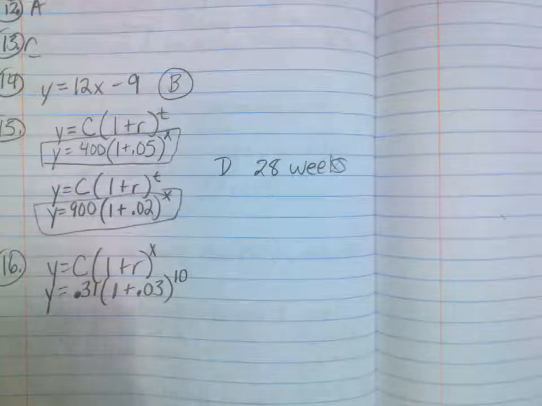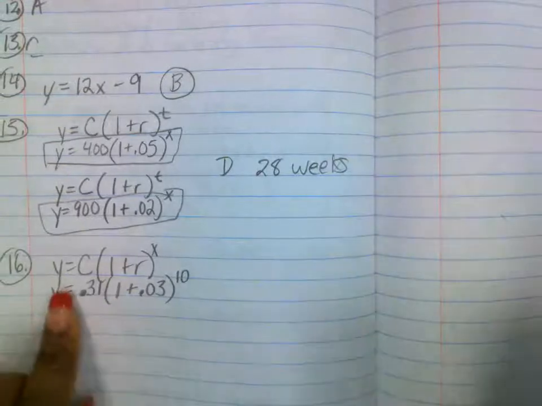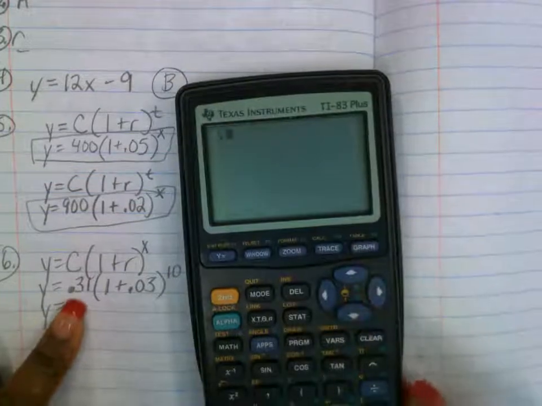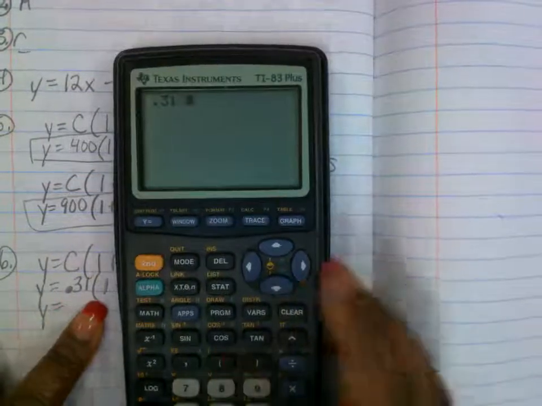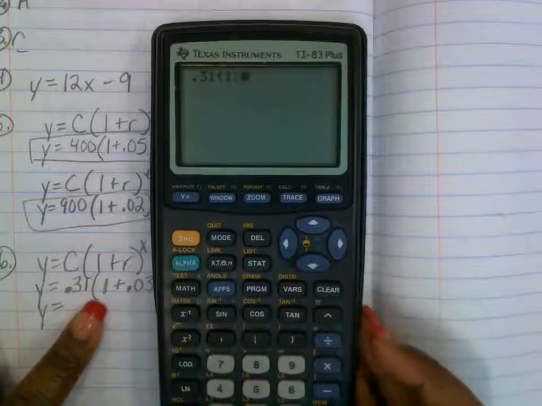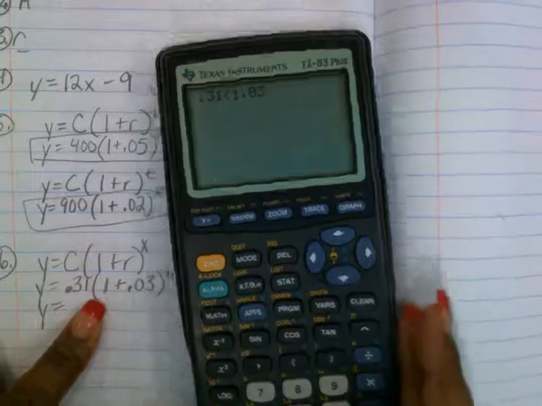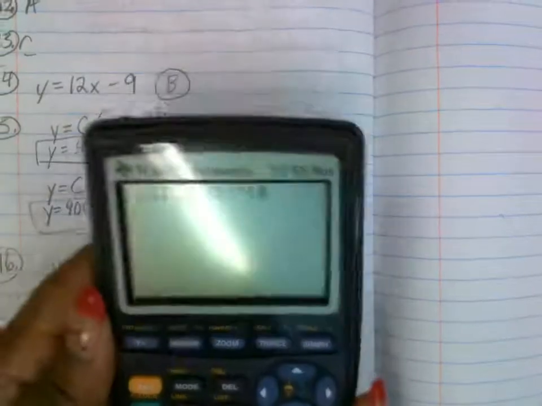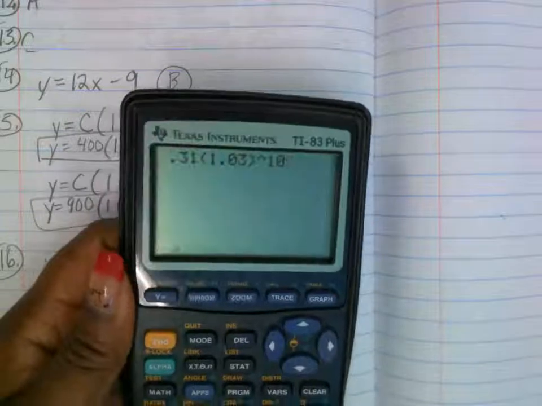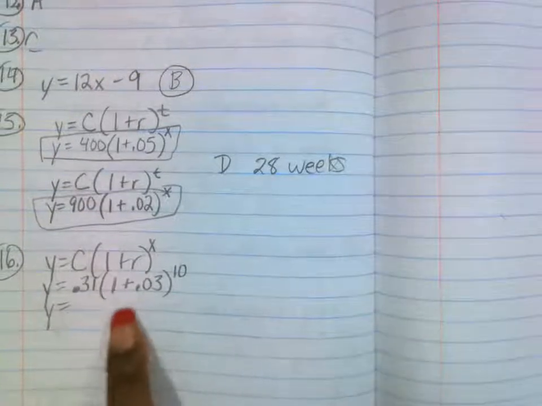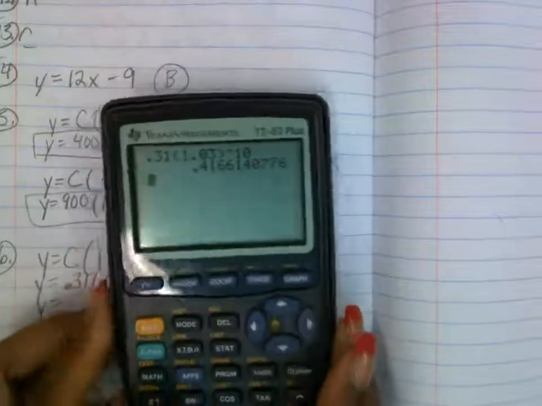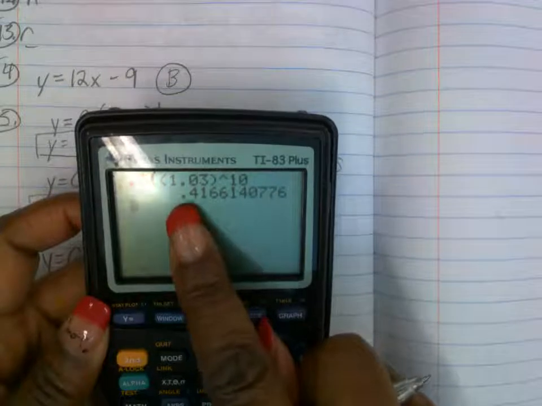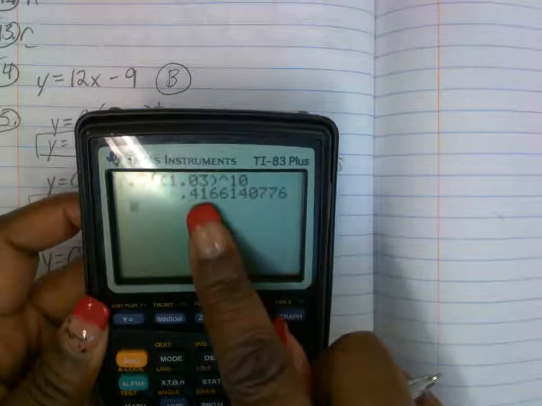Now I'm going to type that in the calculator just as it is to see what my cost is going to be. So I have 0.31, parentheses, 1.03. I added those together. Close the parentheses, caret key, 10. See how I type that in? Okay, and then I press enter. And this is what I get for how much it's going to cost in that year. I get about 42 cents.